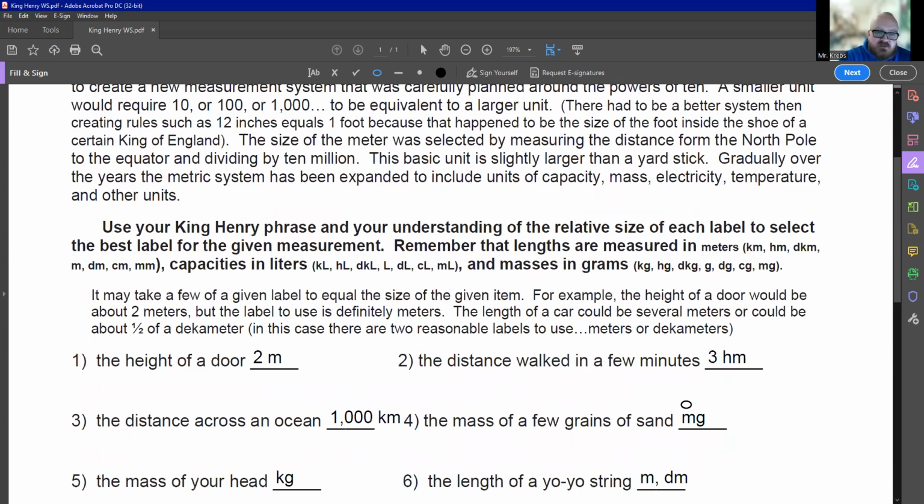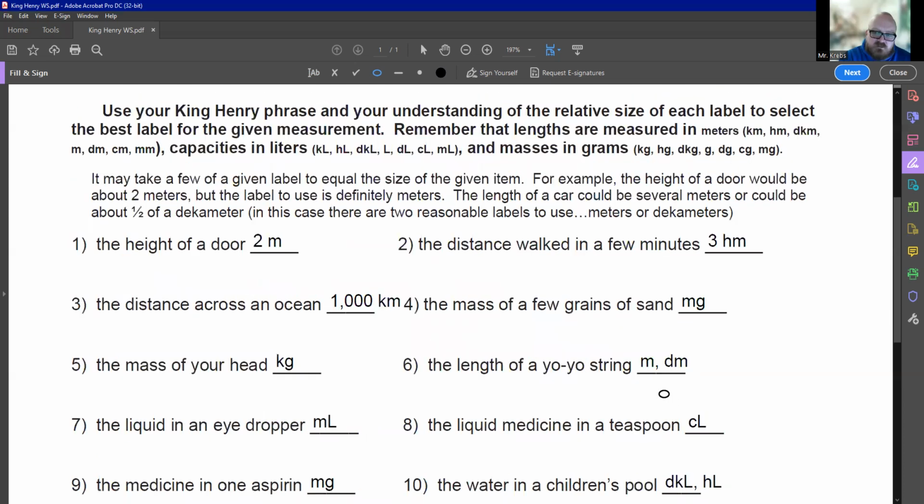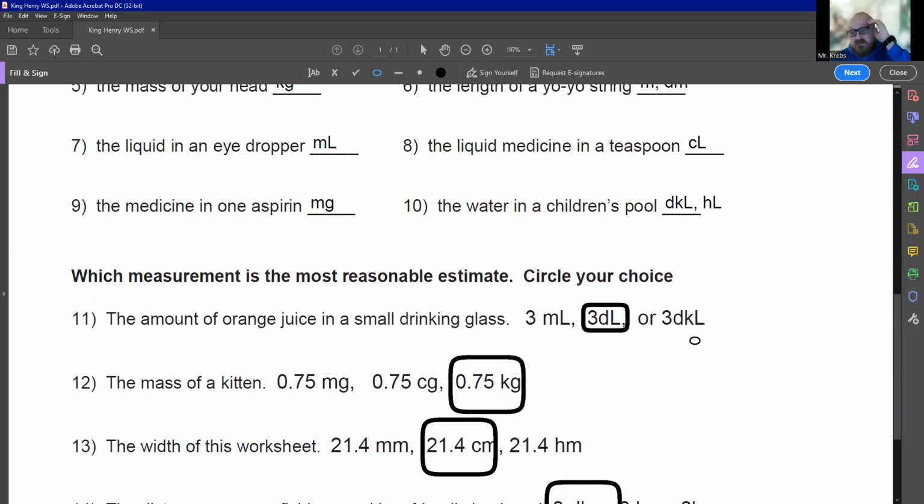So that's pretty much it. That's going over this worksheet. Hopefully you're able to change and fix a few things if you were a little confused or not quite understanding.